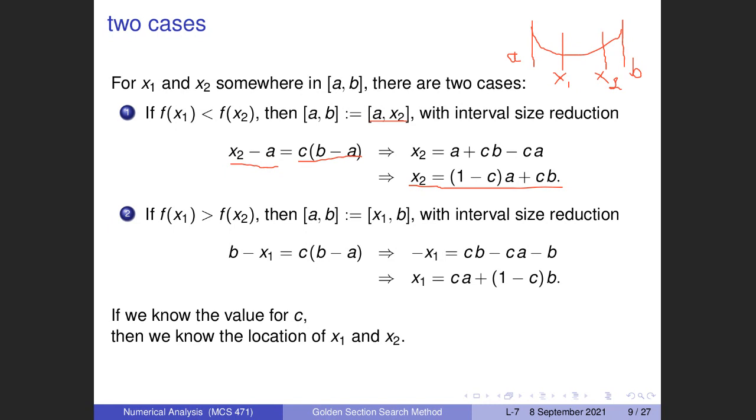So the bottom line of the slide is that if we know the value for the reduction factor, then we mathematically know our algorithm. We know the locations of x1 and x2.